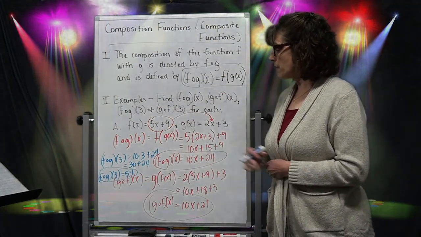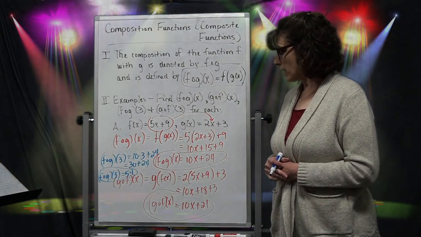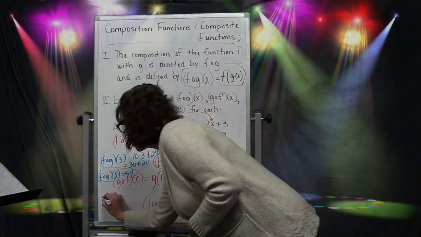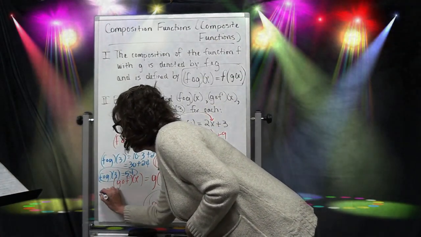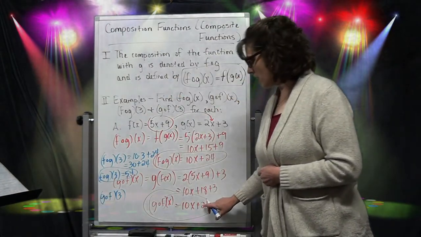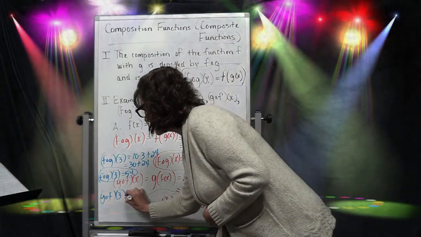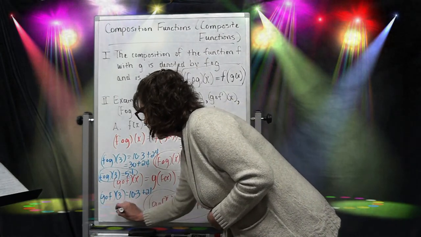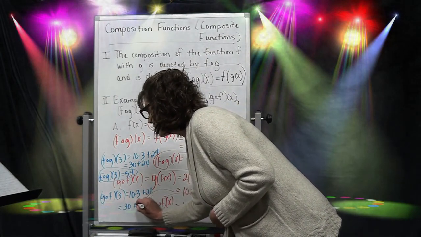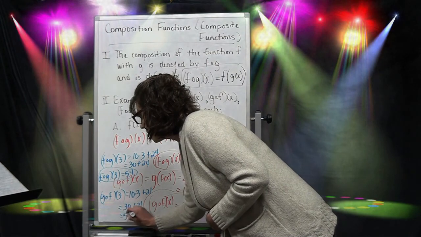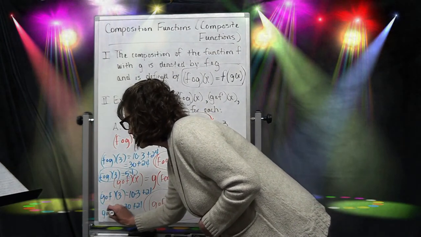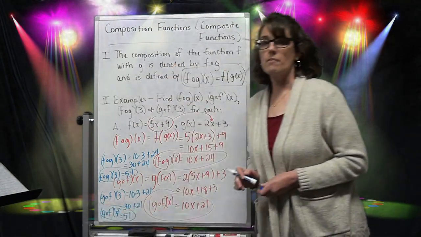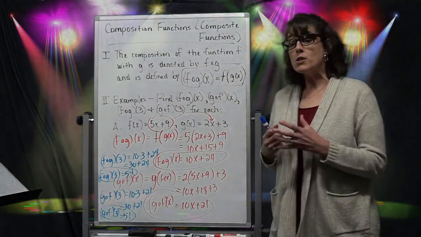And then I was told to take my g∘f and evaluate it for 3. I would do the very same thing. I already got g of f of x, so I'm going to take my g of f of x and put a 3 in there. So instead of 10 times x, it'll be 10 times 3 plus 21. And 10 times 3 is 30, 30 plus 21 is 51. And so that is my g of f of 3. It would be 51. That's one way to do it.